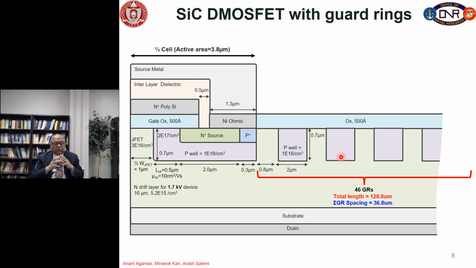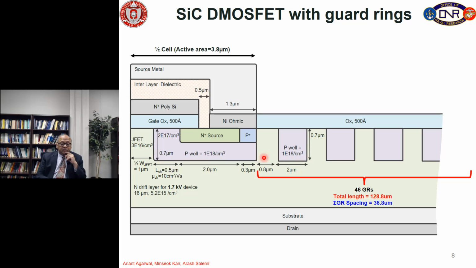All right. So, at this point, this is our structure that we would like to simulate for edge termination. And as we had discussed in the edge termination lecture a long time ago, one of the popular edge termination structures is guard rings. So, what we have done is simulated a structure with 46 guard rings. The spacing between the guard rings is 0.8 micron, and the width of the guard ring is 2 micron.